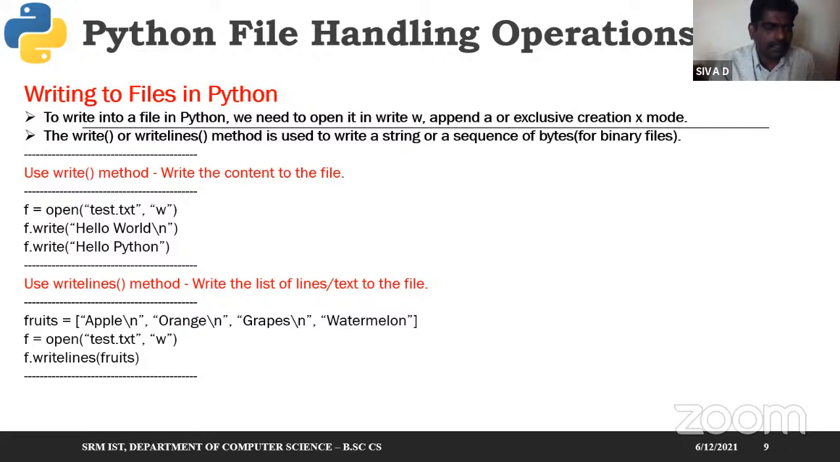So the first line of the text file is hello world, and the second line is hello Python. There are two lines of text written onto the test.txt. So for that purpose, we wrote it this way. Okay. Suppose I want to write a group of words, a group of lines of text, at the same time to the file.